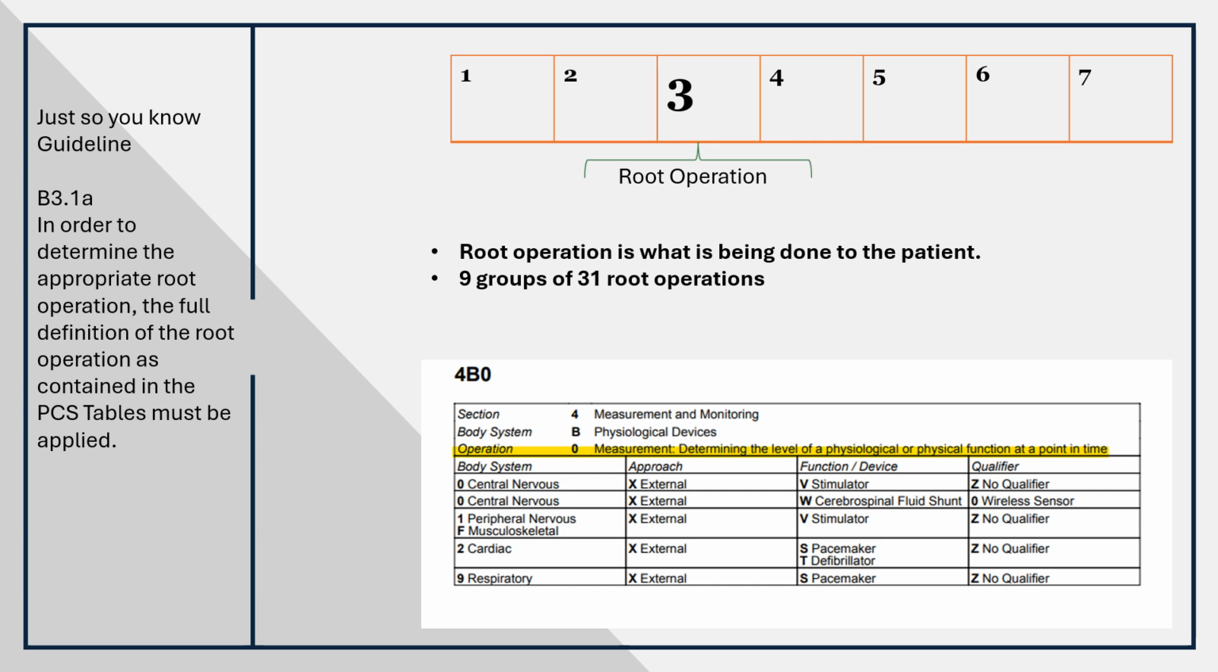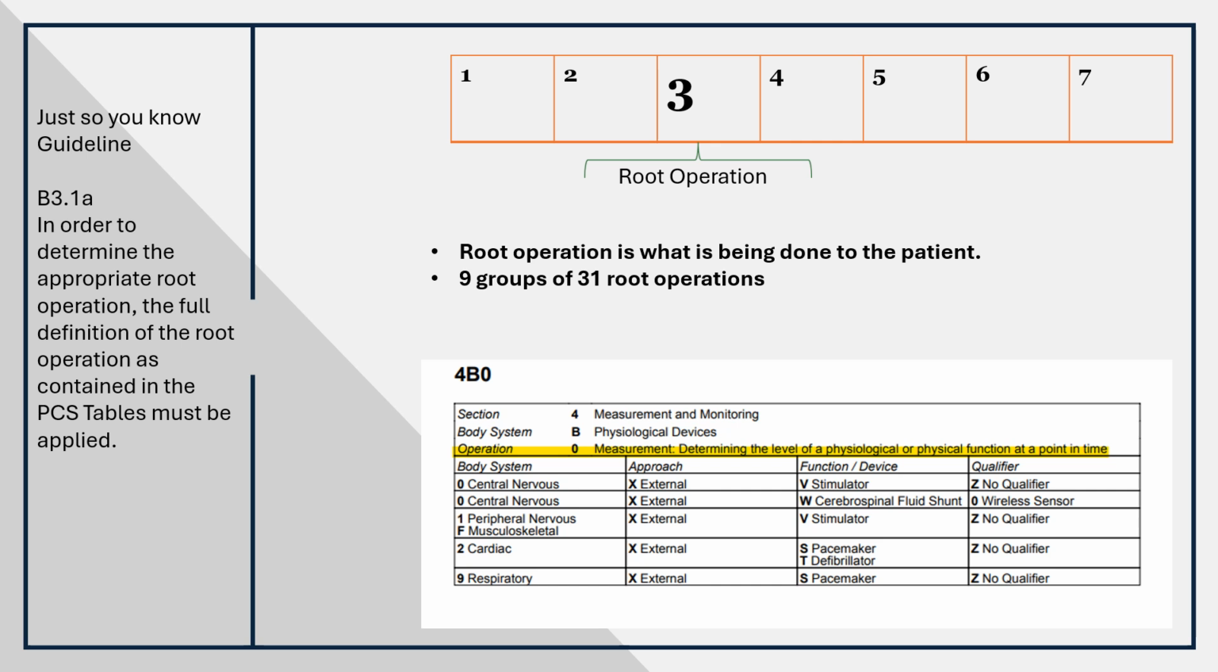Next, we have the third character value, the root operation. It's crucial as it describes the primary intent or objective of the procedure. The best thing you can do to help yourself in PCS coding is to learn your root operations. Coding will be much easier if the coder has a good understanding of root operations.